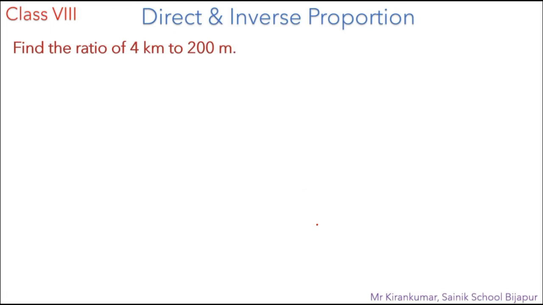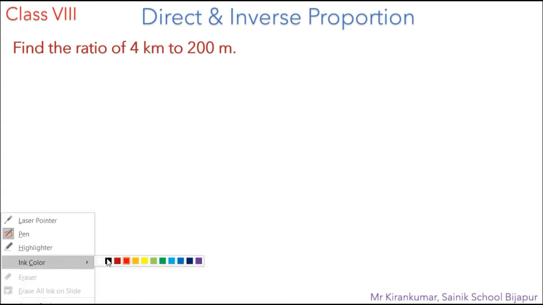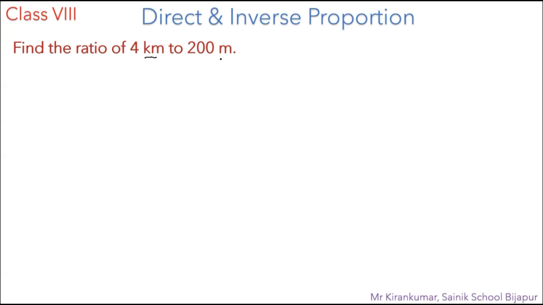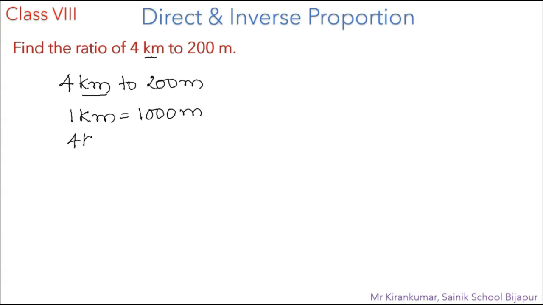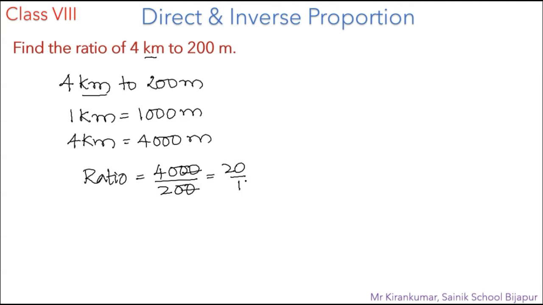Let's find the ratio of 4 km to 200 meters. Here, to find the ratio, I need to first make this kilometer to meters, else meter to kilometer. Since it is a ratio of 4 km to 200 meters, I would like to convert this kilometer to meters. We all know that 1 kilometer is 1000 meters. So 4 kilometer will be 4000 meters. So the required ratio is 4000 divided by 200. Two of the zeros get cancelled, we will be getting 20 by 1, or it is 20 is to 1. This is the ratio.